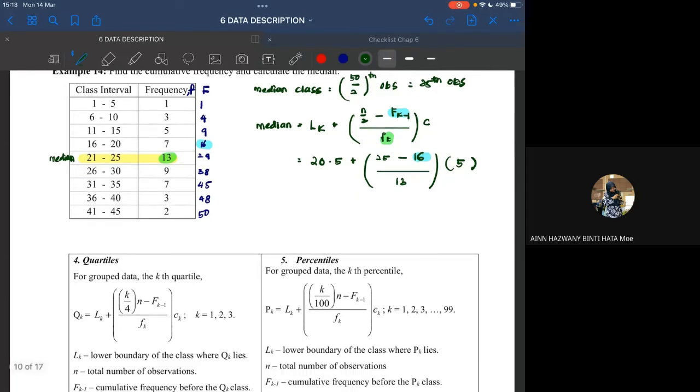Okay, so please masukkan ni dalam calculator kamu. Berapa jawapan dia? 23.96. Okay, so that's the answer for our median. Very simple, just kita punya formula sahaja.